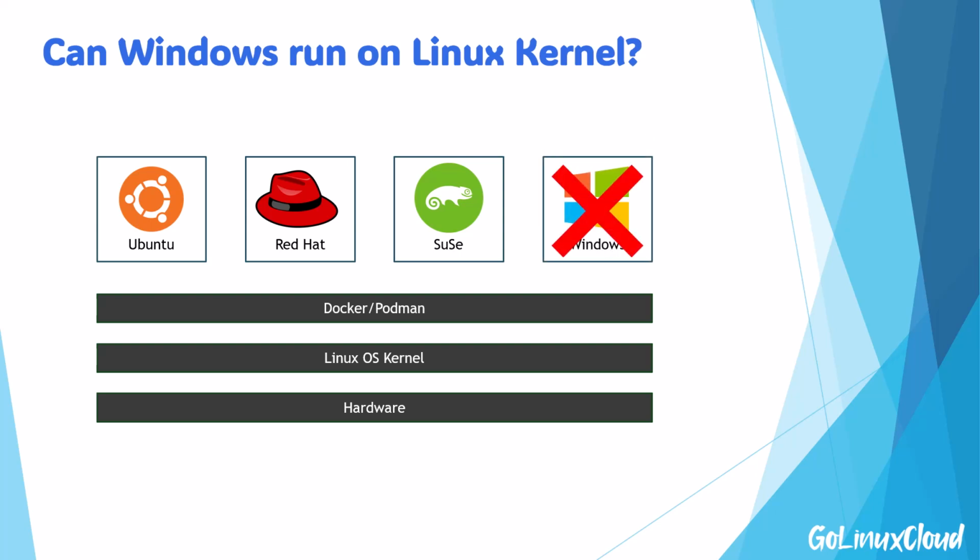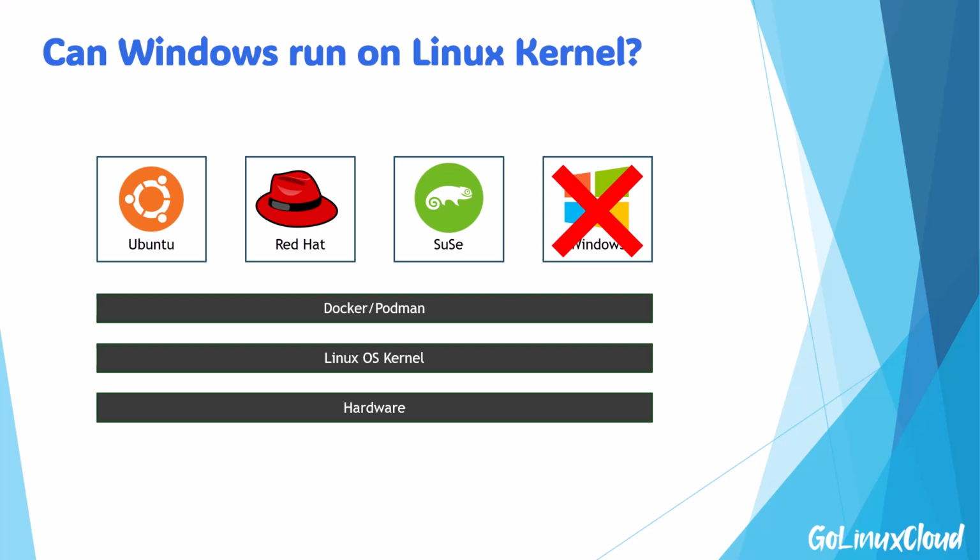Now, this is by design. This is because Windows and Linux use different types of kernels. Linux containers expect a Linux system call interface, which Windows does not provide. Similarly, Windows containers require Windows kernel APIs, which are unavailable on Linux.